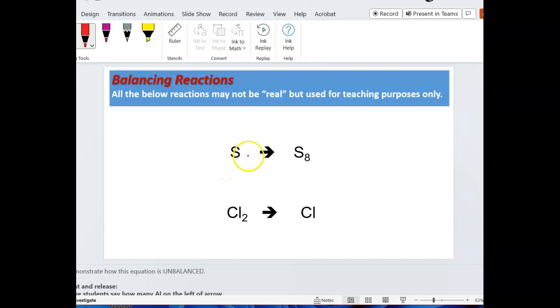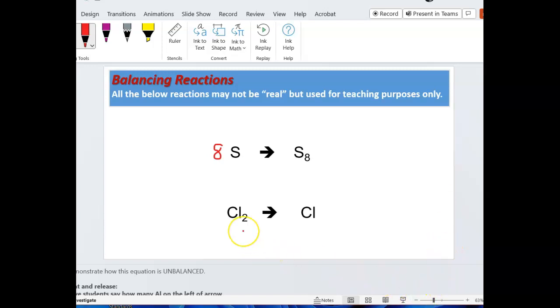In order to fix that, I can't do this. So I can't add any subscripts because, again, that changes what the compound is. So I can't do that. But what I could do instead is put a coefficient in front. And so that's what we're doing to balance. We want to make sure whatever goes into the reaction comes out of the reaction. 8 sulfurs went in, 8 sulfurs came out, we're good to go.